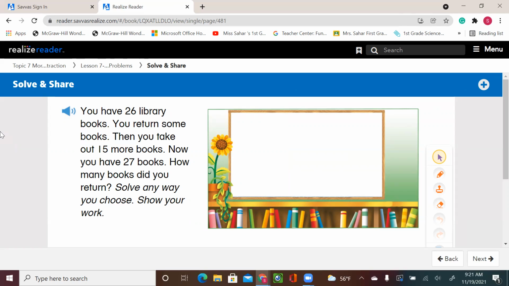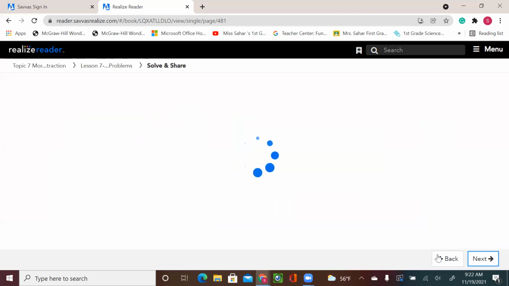We know that you have 26 library books. You return some books, but we don't know how many. Then you take out 15 more books. That means you borrowed 15 more books, not taken out from the 26. It's like you borrowed more books, which is 15 books. All right, now you have 27 books. How many books did you return? Let's watch our video and come back to this exercise.